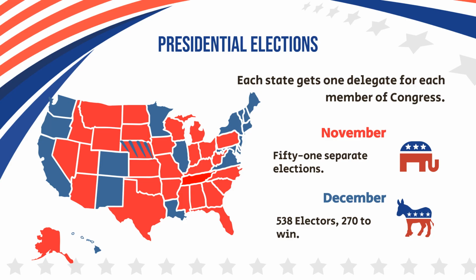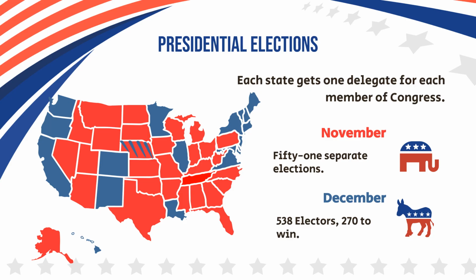In all of these states, except for 2, the November elections operate on a winner-takes-all system. In other words, whichever candidate gets the most votes from voters in that state in November will almost always wind up getting all of that state's support in the next step of this process.